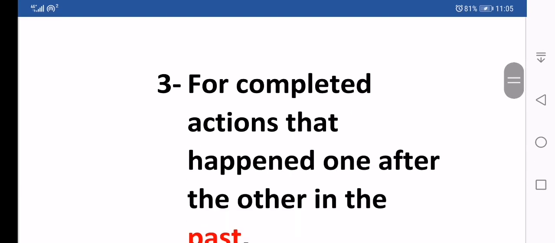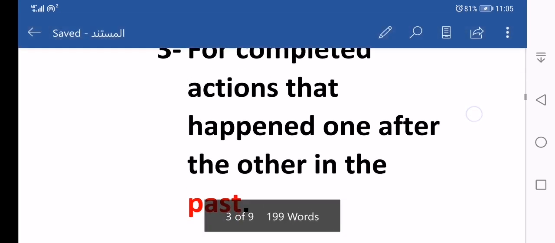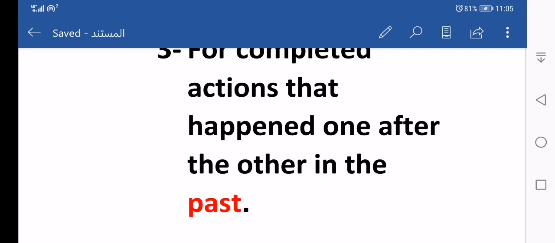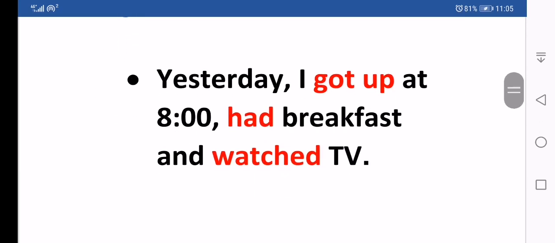The third use of the simple past tense is that we use it for completed actions that happened one after the other in the past. So if we have actions that started and finished in the past, one after another, we use the simple past tense. For example, yesterday I got up at 8 o'clock, had breakfast, and watched TV. So we have three verbs in this sentence: got up, had, and watched. These actions happened in the past, one after another, so we use the simple past tense for all the verbs in the sentence.